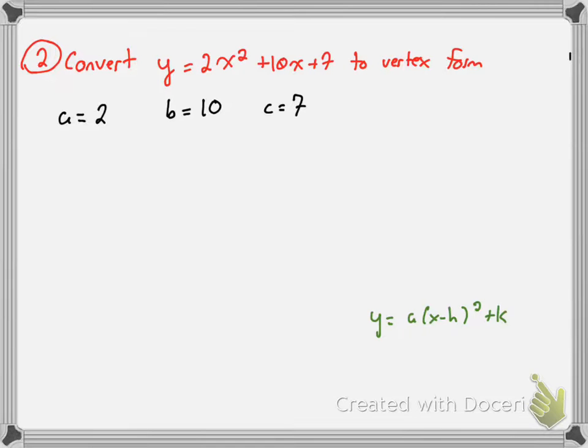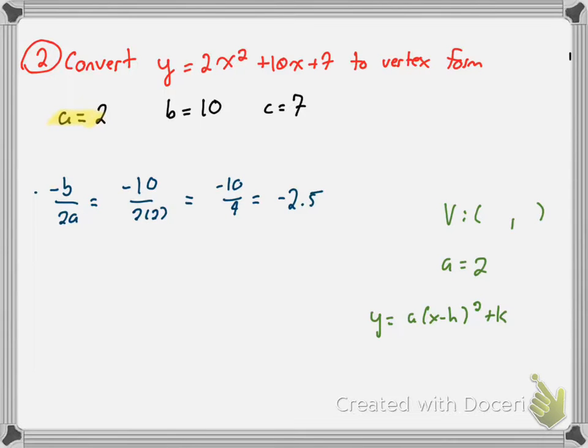The key features of what I need are my vertex, and I also need my a value. I see that my a value is 2, so I already got that down. So now let's do some math and find out what our vertex is. To find my vertex, I'm going to start by doing negative b over 2a, which is negative 10 over 2 times 2, which is negative 10 over 4, which as a decimal is negative 2.5. So that's the x value of my vertex coordinate.